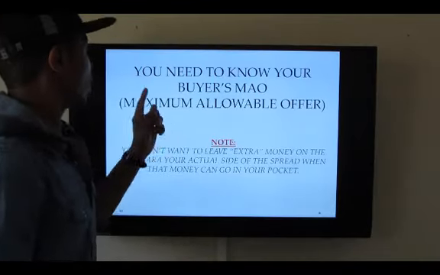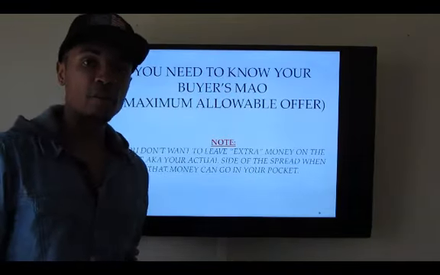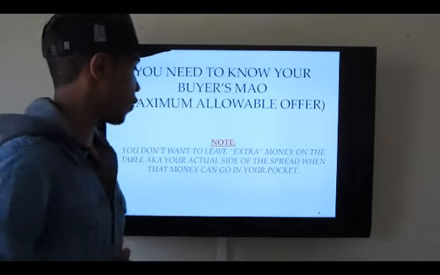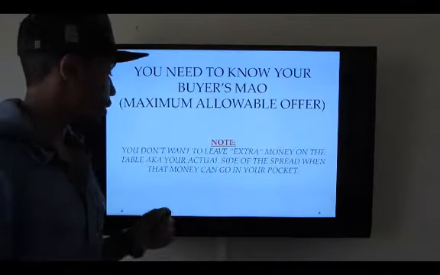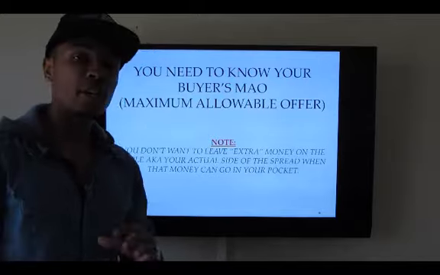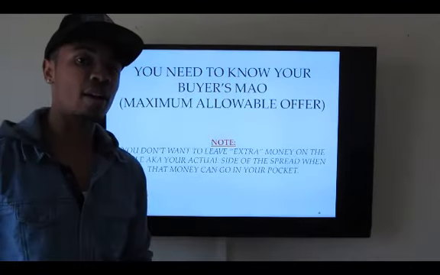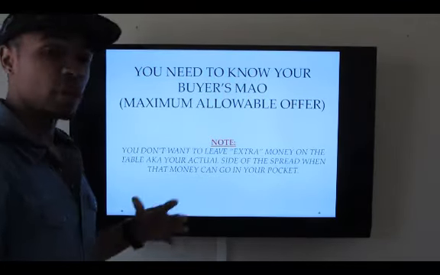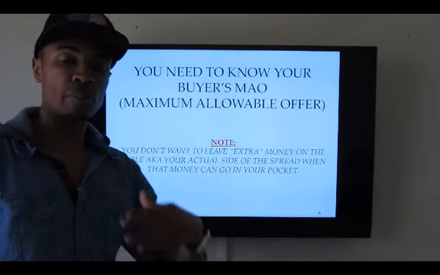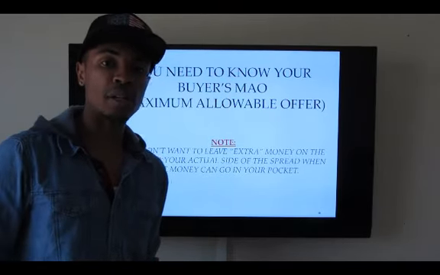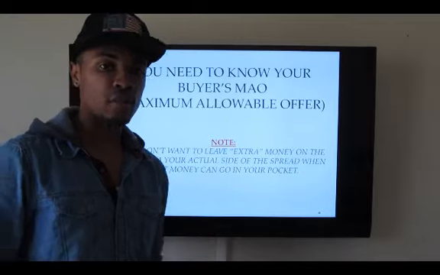Okay. You need to know your buyer's MAO, their maximum allowable offer. All right. Now you need to write this down. This is a note. You don't want to leave extra money on the table, which is your side of the spread. Okay. Again, this is money in your pocket by not knowing your end buyer's cost of money. It's very important to know your end buyer's cost of money.